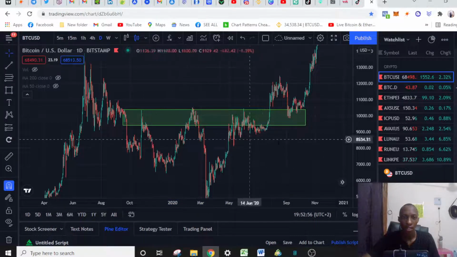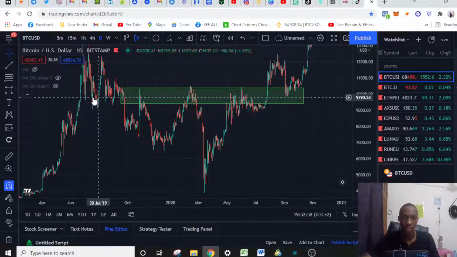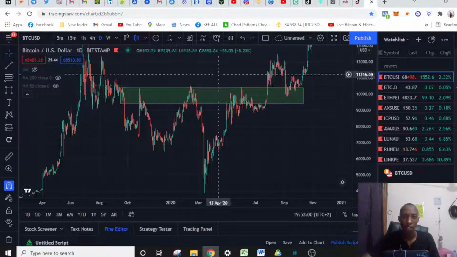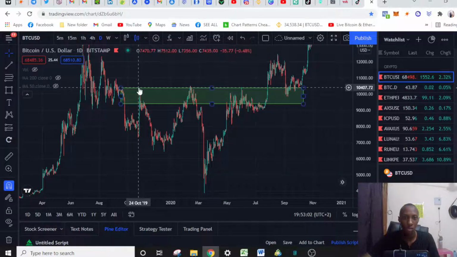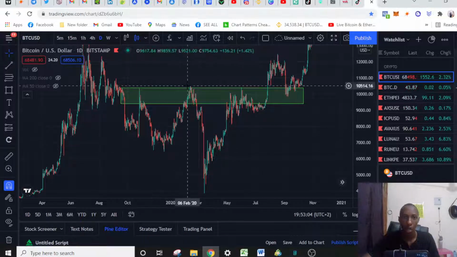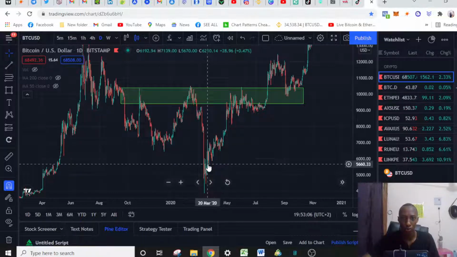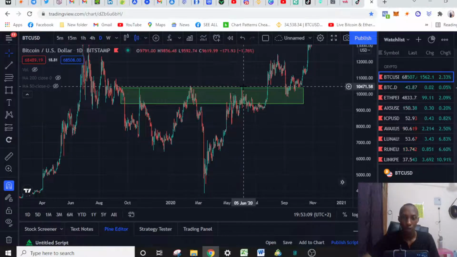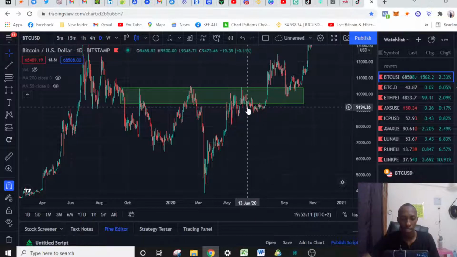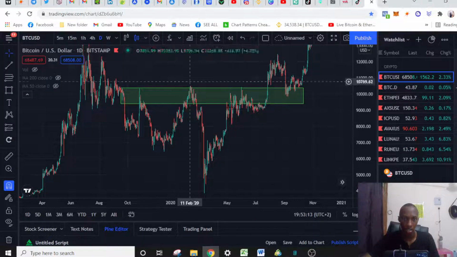Now, this is a very strong resistance zone. Very, very strong resistance zone. You can see price comes here, boom, drops. People sell. Price tries to come back here, boom, drops. Price tries to come back here, boom. Sellers are very strong on this zone. This is a resistance zone.